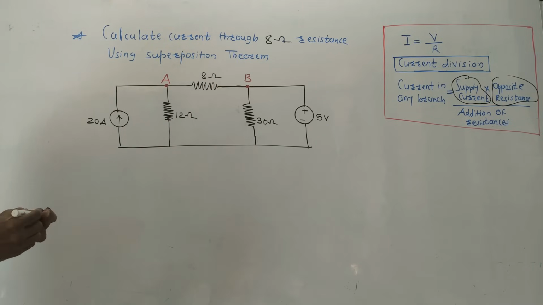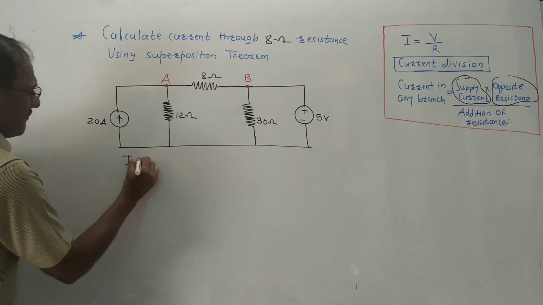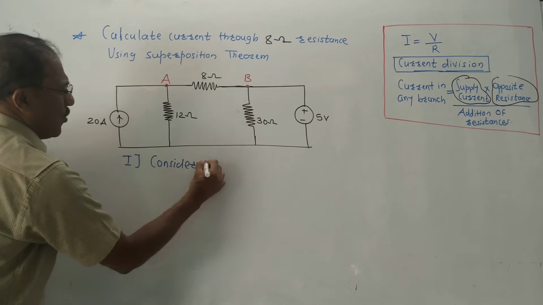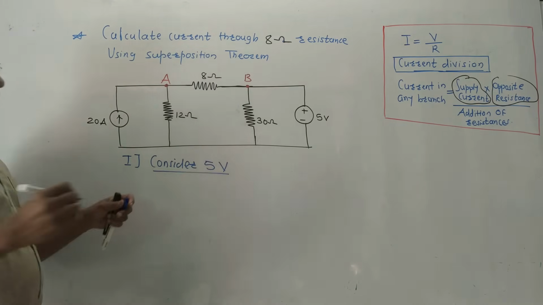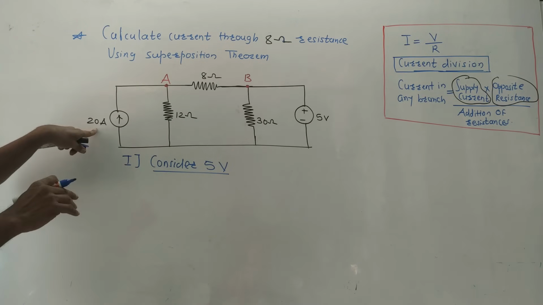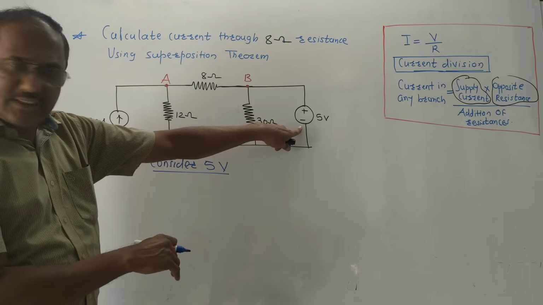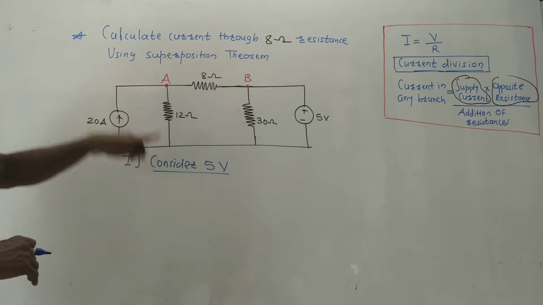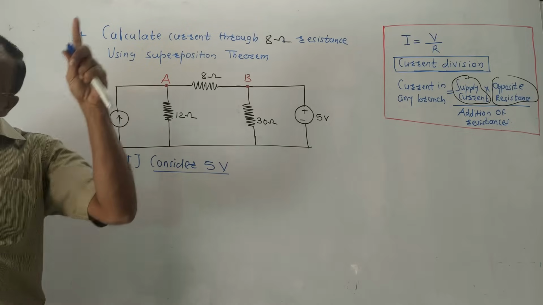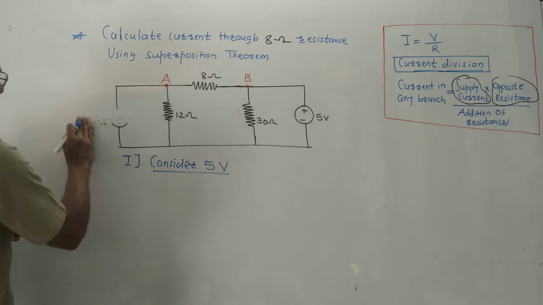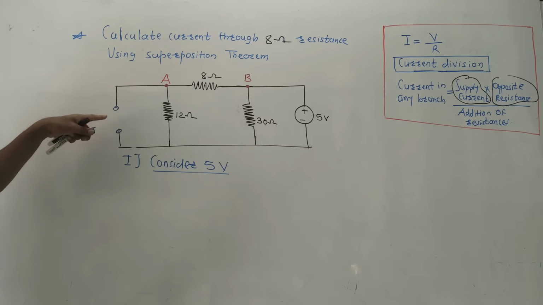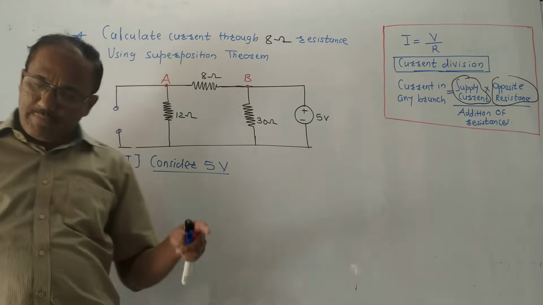Like the previous sum, at a time we will be considering one source. So step 1, consider the 5 volt source. You can well consider 20 amperes at the beginning, no issues. So presently I am considering the 5 volt source. What is the remaining source? It is a current source. In the last sum itself we discussed, if the remaining source is a current source, open circuit it. Open circuit it means simply cut that wire, so it will represent an open circuit.